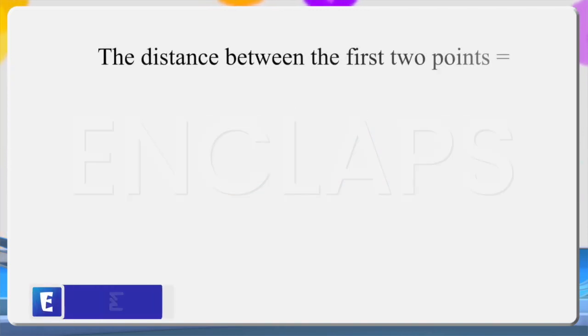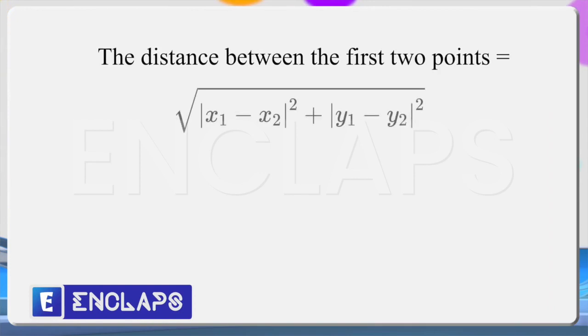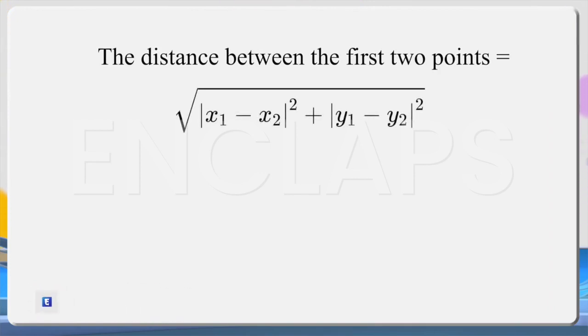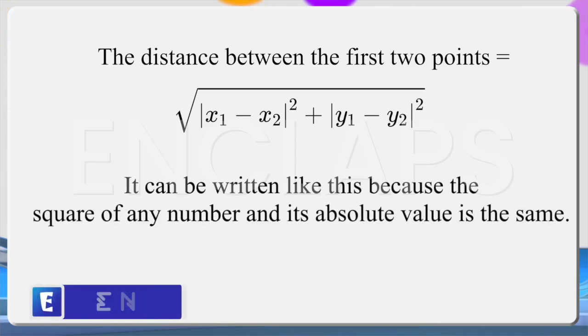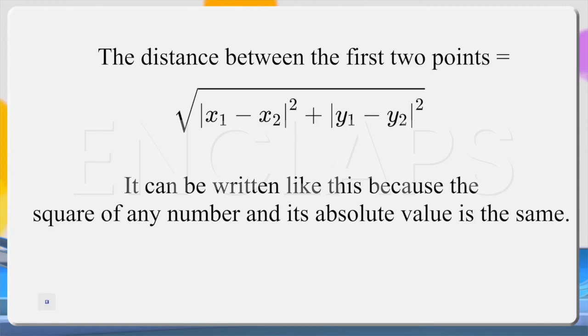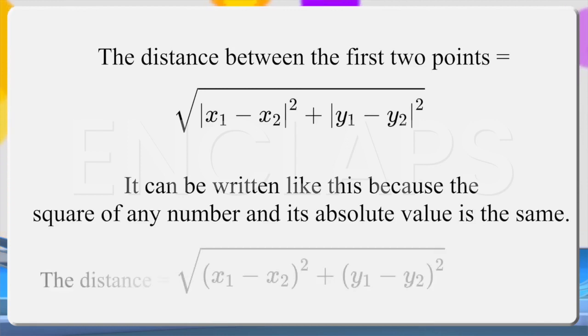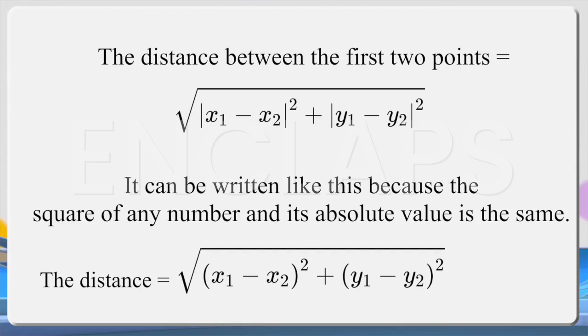Then the distance between the first two points is the root of the absolute value of x1 minus x2 the whole square plus the absolute value of y1 minus y2 the whole square. It can be written like this because the square of any number and its absolute value is the same. Distance equals root of x1 minus x2 the whole square plus y1 minus y2 the whole square.